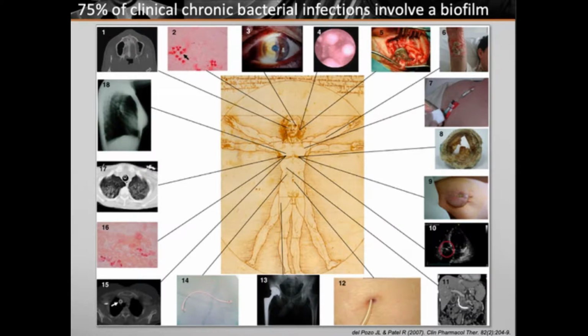At least 75% of all chronic bacterial infections involve a biofilm. Again, this number is probably closer to 100%, it's just harder to prove. And this occurs in pretty much any place in your body where you either have limited access to an immune system response or a prosthetic of some sort. So this can occur in your sinuses, your eyes, your GI tract, your abdomen.